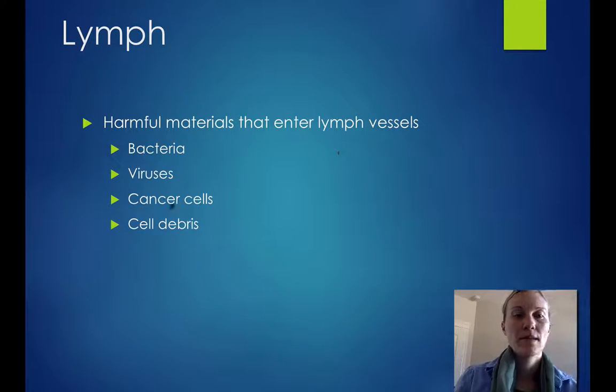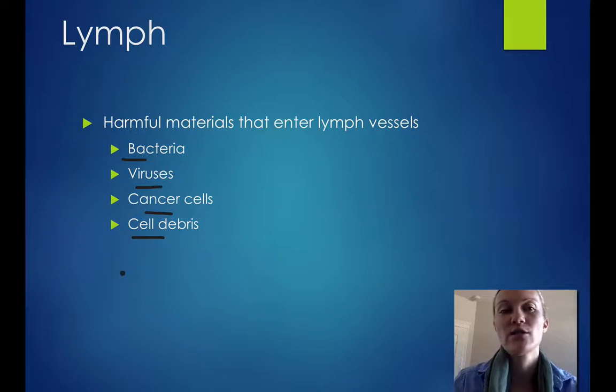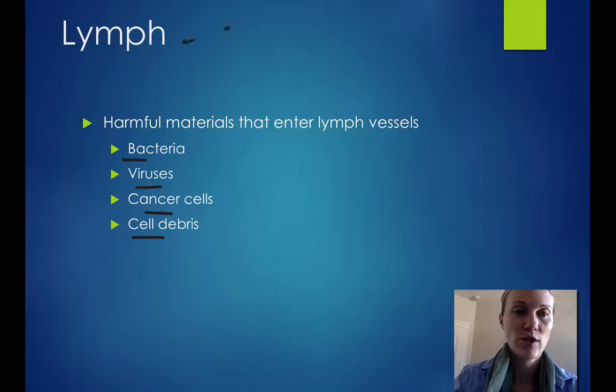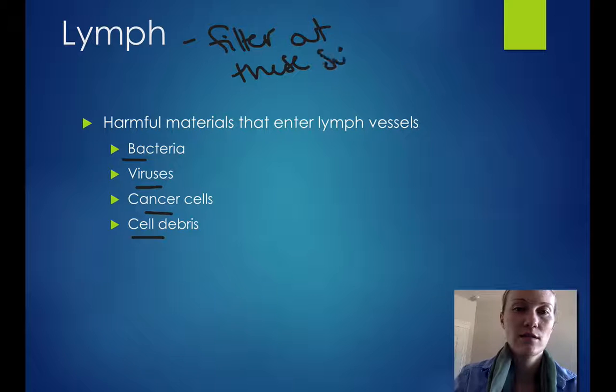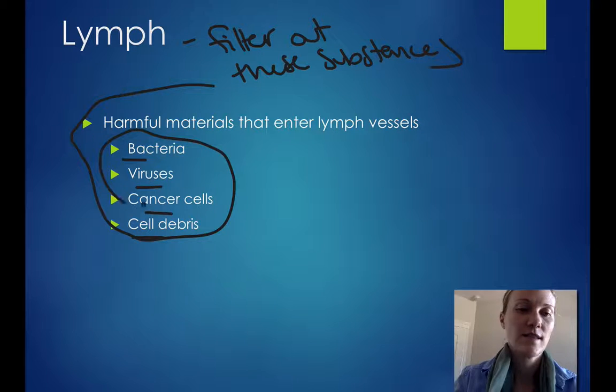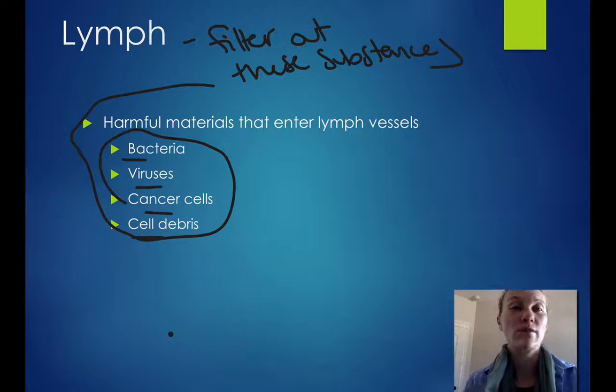All right, so basically the lymph helps get rid of harmful bacteria or harmful materials that end up in the lymph vessels. This can include bacteria, viruses, cancer cells, or other cell debris. So basically, lymph is sort of a filtering type system. It tries to filter out these substances: bacteria, viruses, cancer cells, and cell debris. It doesn't always do a great job, but it does a pretty good job of getting rid of those on a daily basis.